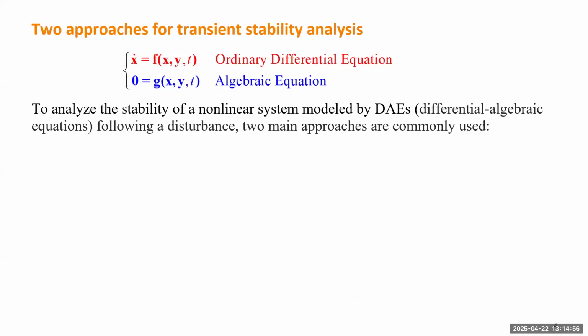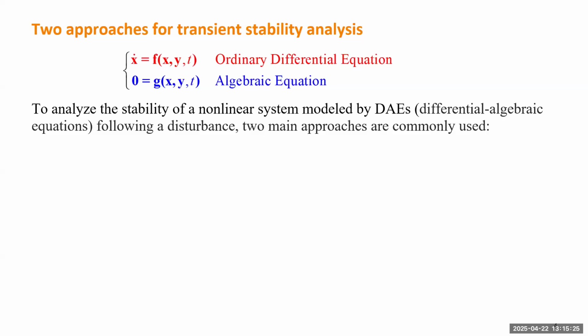So there are two approaches for transient stability analysis. Both approaches need to handle the model of the power system. The model will include the ordinary differential equation and algebraic equation. The ordinary differential equation describes how the state vector changes over time, based on the rate of change defined by the vector field of the equation.